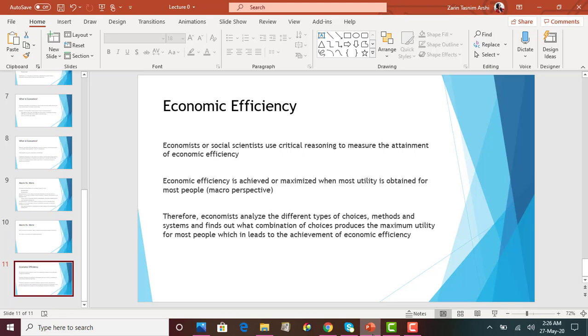Okay, so economists or social scientists use critical reasoning to measure the achievement of economic efficiency. Economic efficiency is achieved or maximized when most utility is obtained for most people. So just what I said, from the macro perspective, let's say in a city, if the utility is maximized for most of the people of the city, then economic efficiency is achieved. Okay, so maximizing the utility or satisfaction will create economic efficiency. So therefore, economists analyze the different types of choices, methods and systems, and find out the combination of choices that will produce the maximum utility for most people, which in turn will lead to economic efficiency. Basically, this last line summarizes everything we just said in one single sentence.